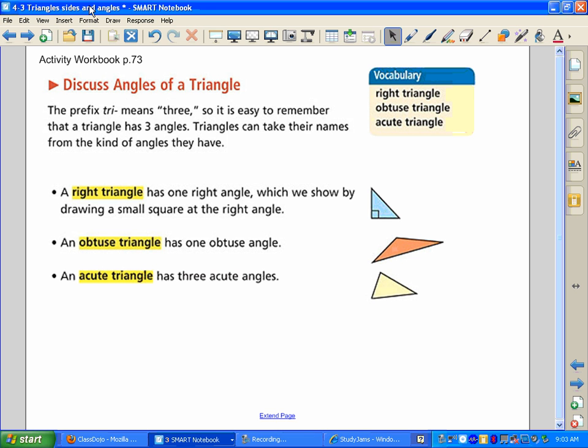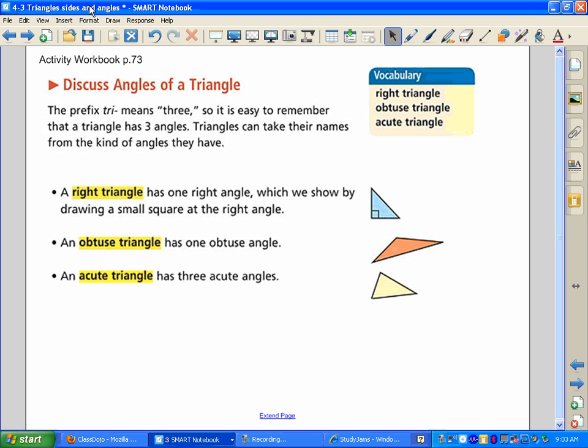Study jam about classifying triangles. That will help you to learn about your different triangles. I wish they had these songs when I was growing up, because this is the hardest thing for me to remember. These triangles always trip me up.